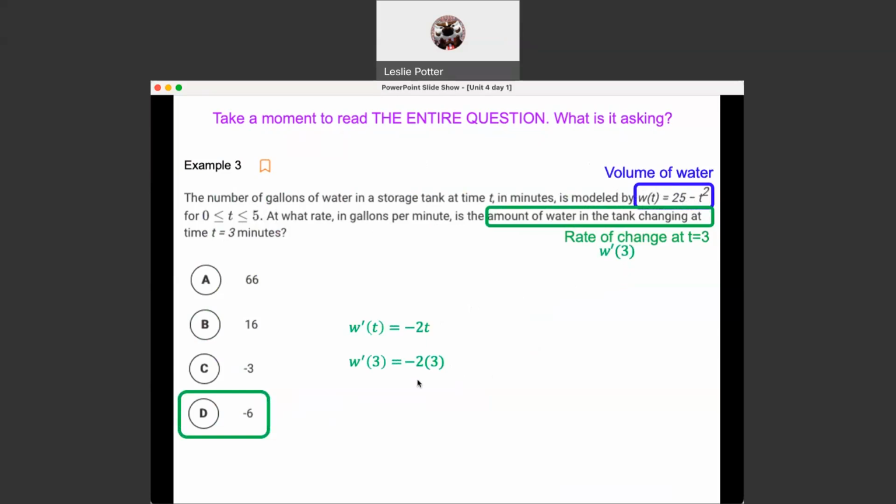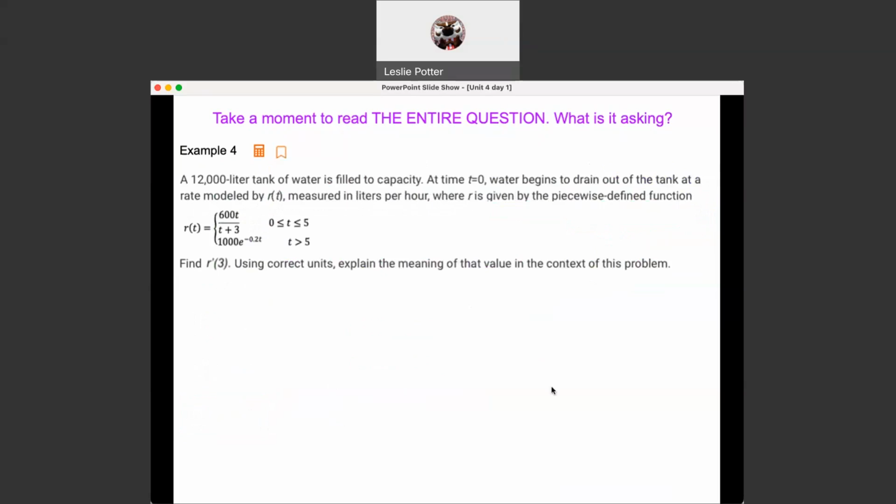So the negative meaning that water is being removed from the tank at that rate. I don't think it mentioned, oh yeah, gallons per minute. So it didn't mention the units in the answer, but that's okay because they were just asking for the rate of change, which is a numeric answer.